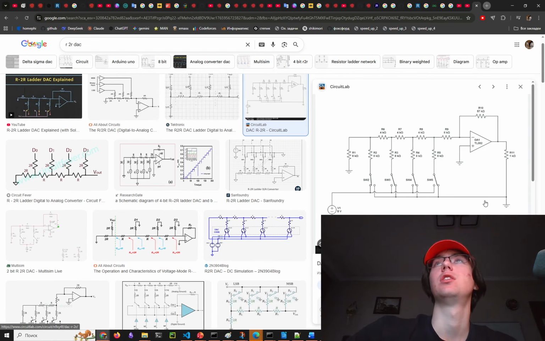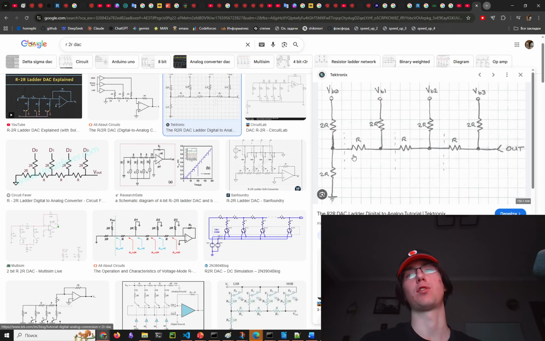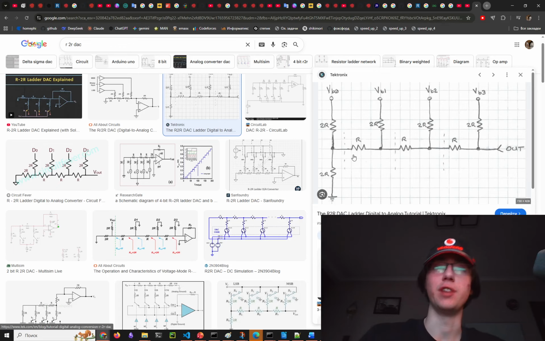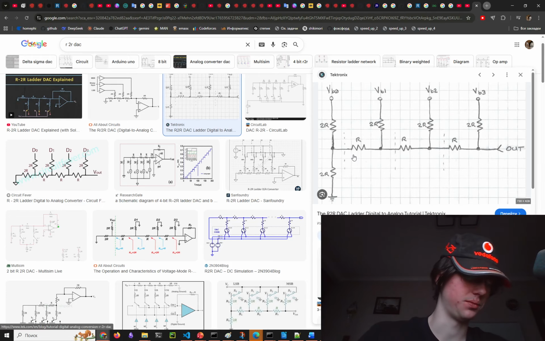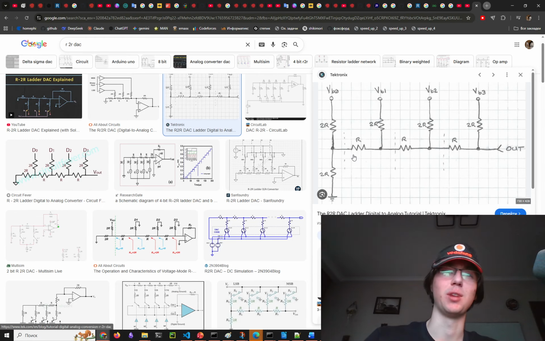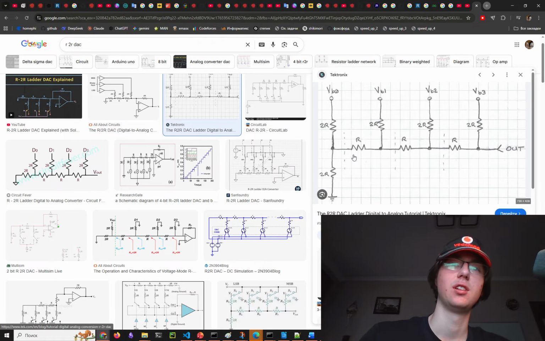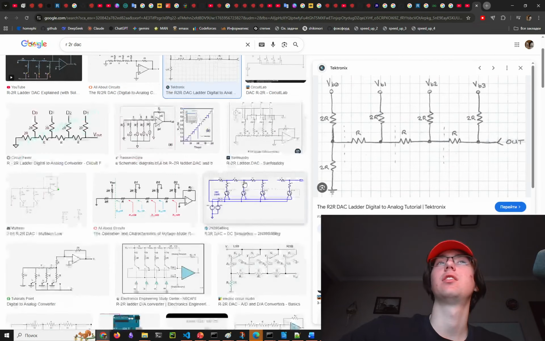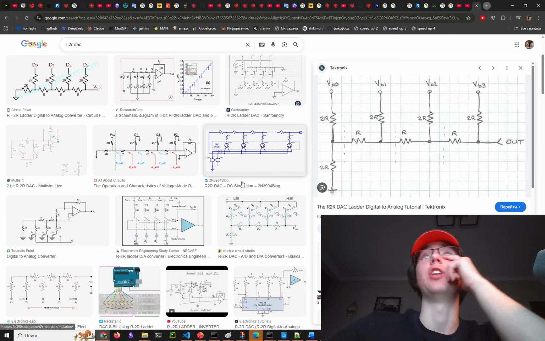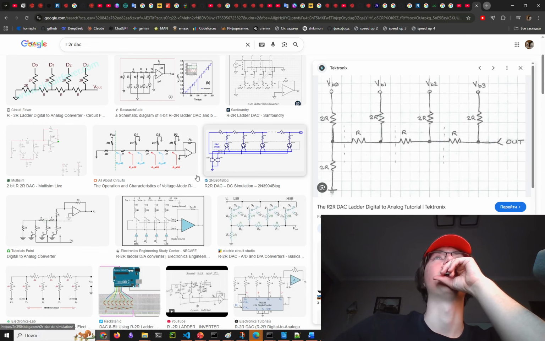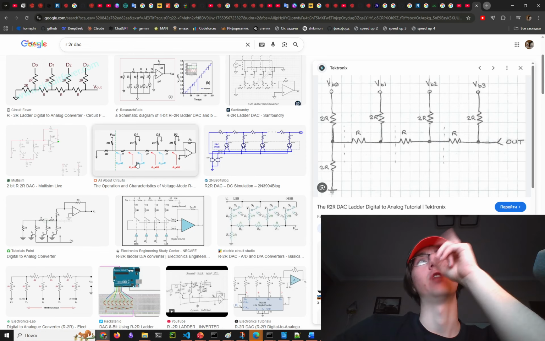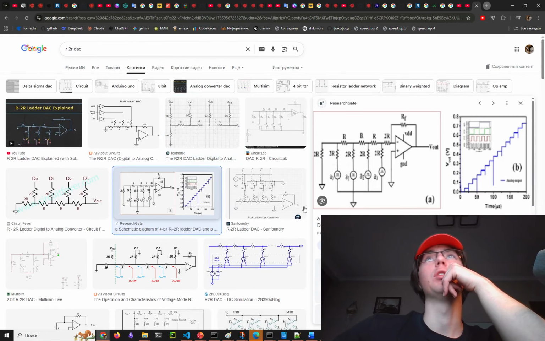For example, this. I currently don't really understand. Well, of course I know what a resistor is. It gives you resistance. Of course I know that current is equal to voltage divided by resistance. But I haven't practiced it, so that's quite hard to understand. But we'll try. At least we'll try.